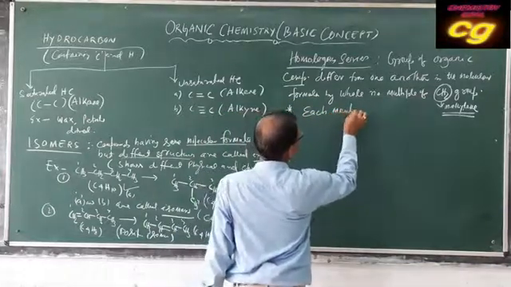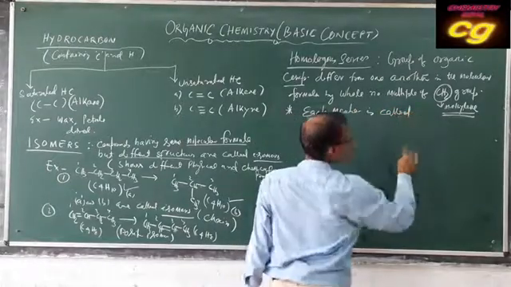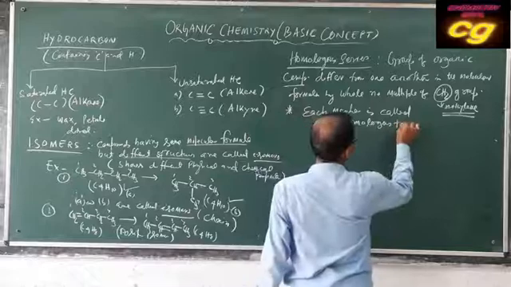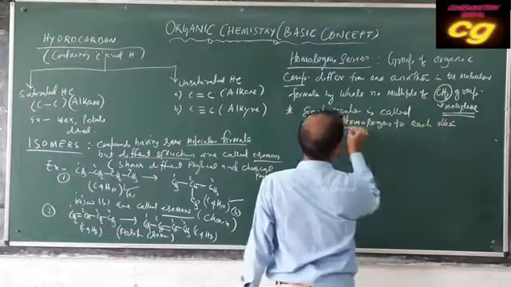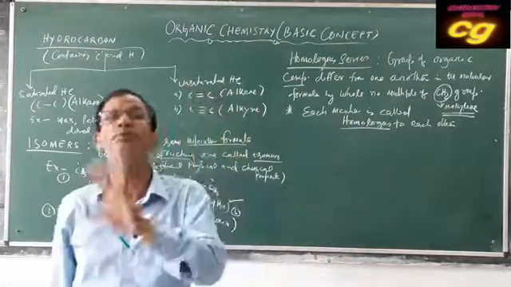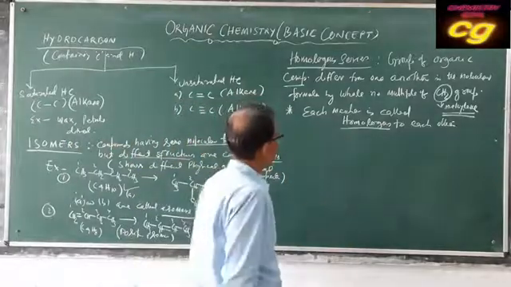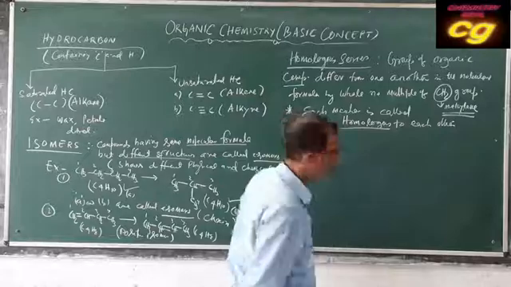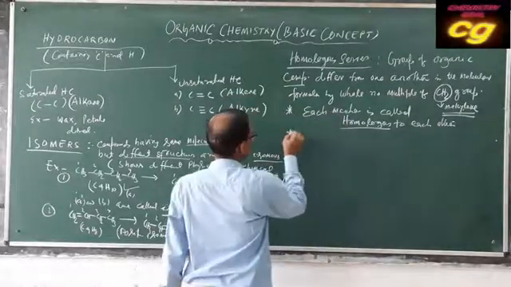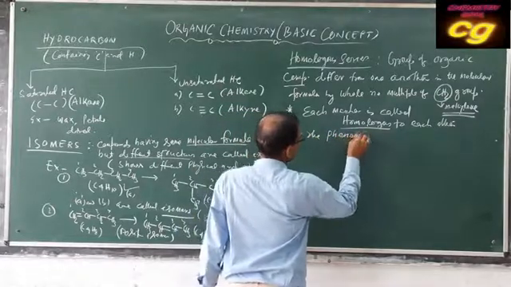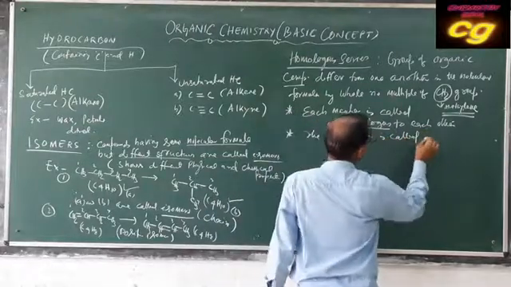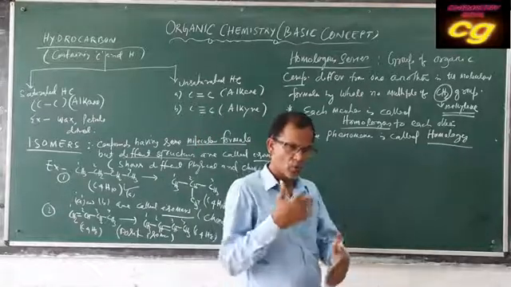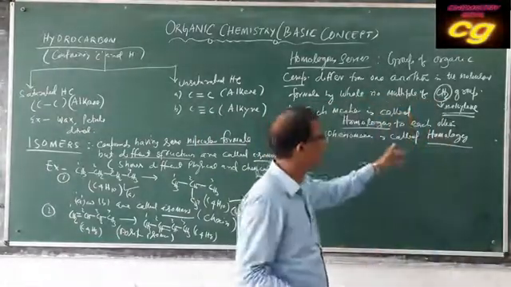is called homologous, homologous to each other. Each member is homologous. A is homologous with B. B is homologous with C. So each member is called homologous, and a group of compounds is called this series, that is homologous series, and the phenomenon is called homology. By this process, one homologous compound is produced from another homologous compound, that is called homology.